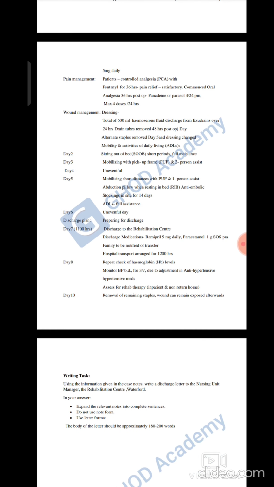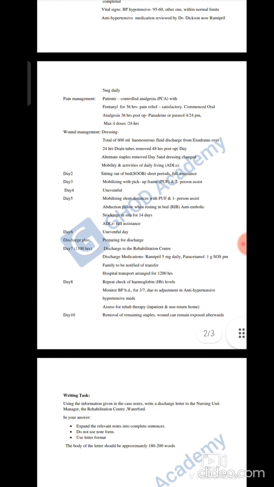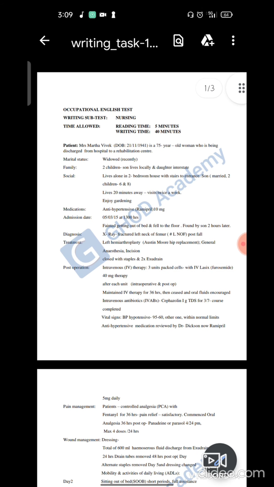That's all. And in the discharge plan, we can underline discharge medication, Ramipril 5 mg. Hospital, that one is no need. Sorry. Repeat check of hemoglobin and blood pressure, assess for rehabilitation therapy, and removal of remaining staples. So these come under the recommendation paragraph. Now you can plan for the later.